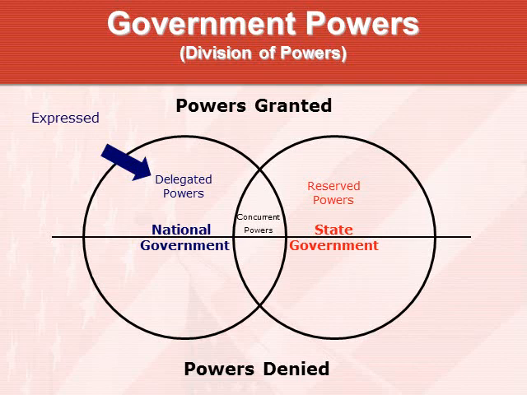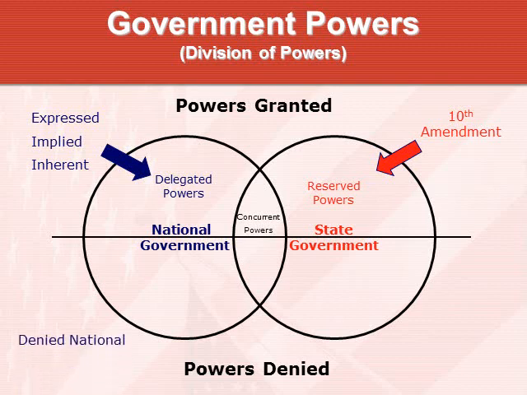expressed powers, those which are spelled out in the Constitution, implied powers, which are not written in the Constitution but are reasonably suggested by it, and inherent powers, those which are not written in the Constitution but belong to national governments in general. Now, reserved powers, those come from the 10th Amendment. There are also powers which are denied the nation and which are denied the states, and those which are denied both.